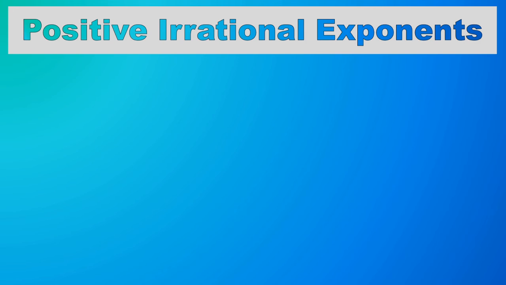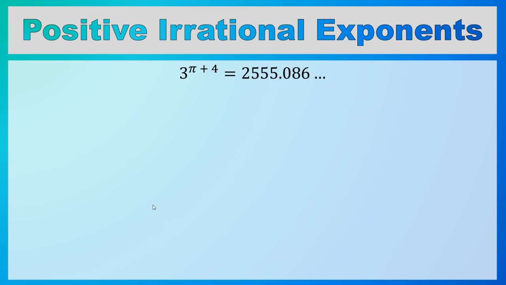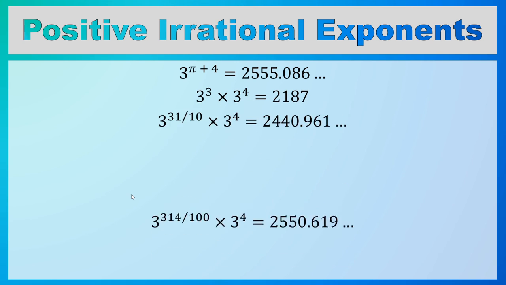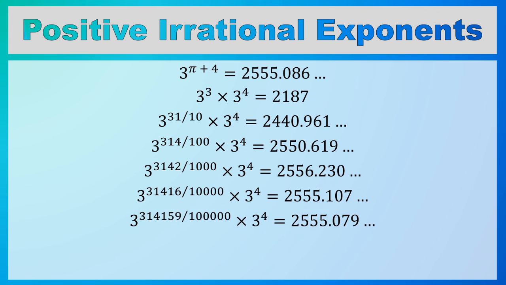What about if you have positive irrational exponents? Now 3 to the pi plus 4, if you punch it into your calculator, you get this. Now 3 cubed times 3 to the 4th power, you get this. And as you get closer and closer and closer to 3 to the pi times 3 to the 4th power, we get closer and closer and closer to 2555.086 and so on. And so that would make sense for 3 to the pi times 3 to the 4th power to be equal to 3 to the pi plus 4. And so we're adding exponents here.